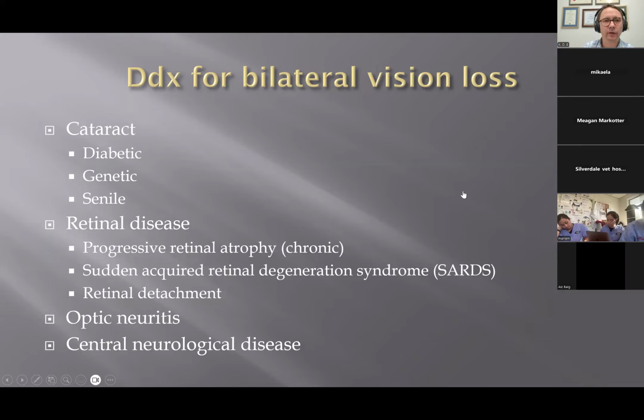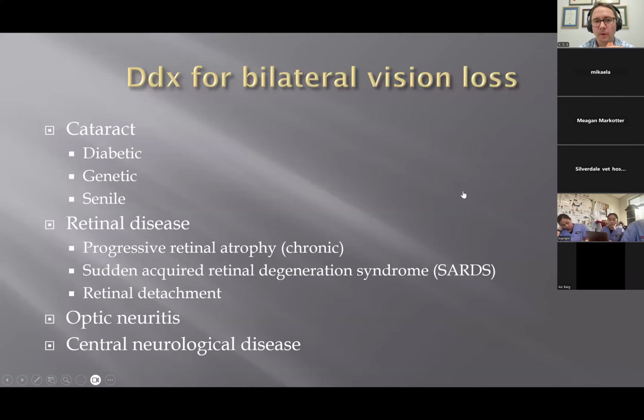So if you've got lens disease, that can cause vision loss. If you've got retinal disease, that can also cause vision loss. So you've got progressive retinal atrophy, which is a chronic progressive condition. It sometimes can present acutely. Sudden acquired retinal degeneration syndrome, or SARDS, is a really important cause of vision loss in dogs, and they typically will present pretty suddenly. Retinal detachment is pretty uncommon, but it does happen.